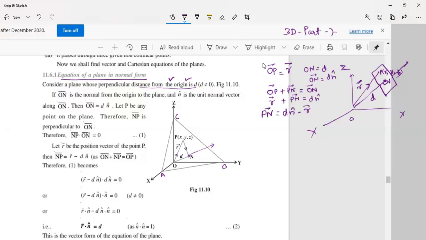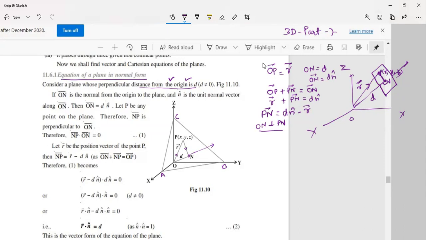ON is perpendicular, or not? You can say that ON is perpendicular to PN. Why PN? P and N are the points lying on the plane. These 2 points are on the plane. Just imagine the 3D diagram: ON is perpendicular to the plane. So any line joining to this line, whether here or anywhere on the plane, will be perpendicular to ON. Therefore, ON is perpendicular to PN.